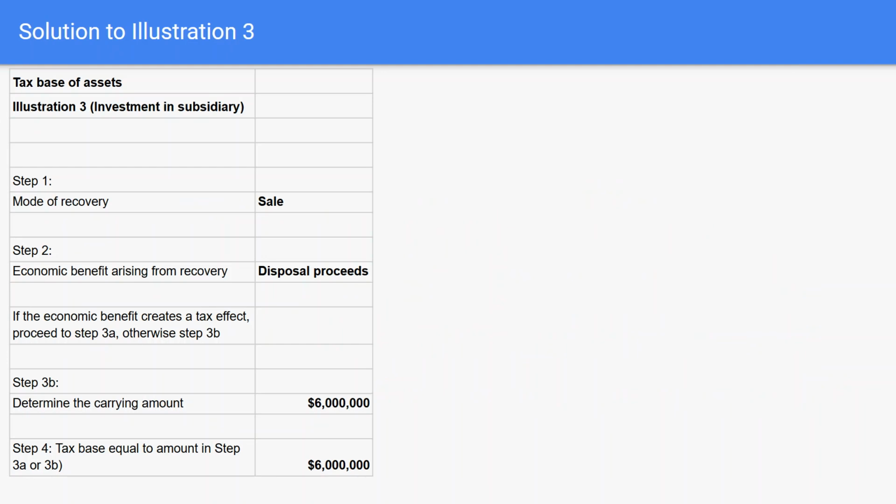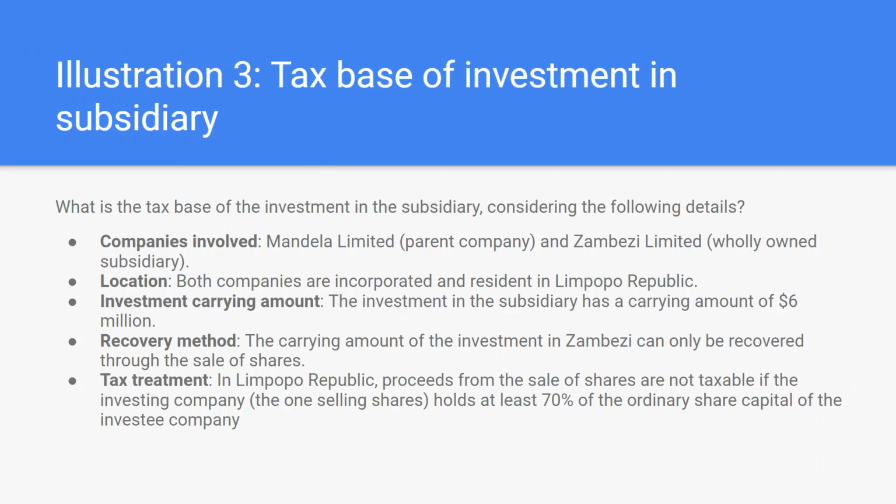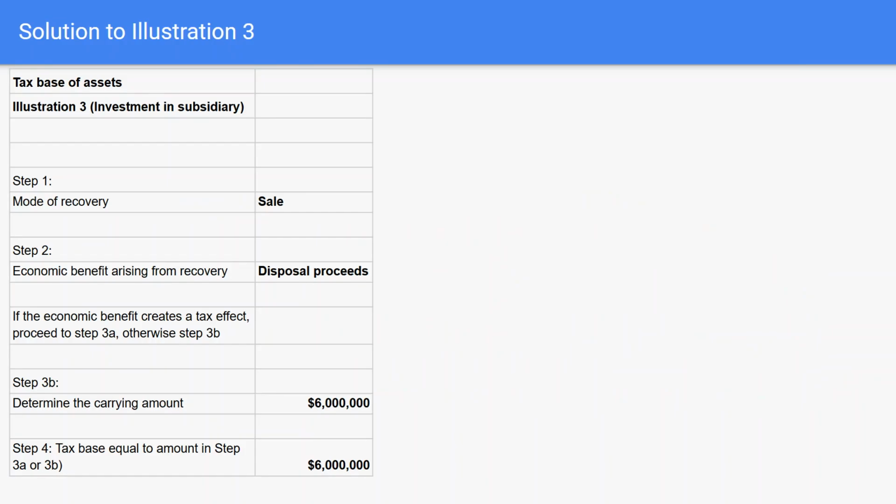That's just the carrying amount, and you have that clearly in the question, $6 million. And the carrying amount will be the tax base in your step 4. So once the economic benefits are not taxable, then the tax base will be equal to the carrying amount. Pretty straightforward. But you need to understand.